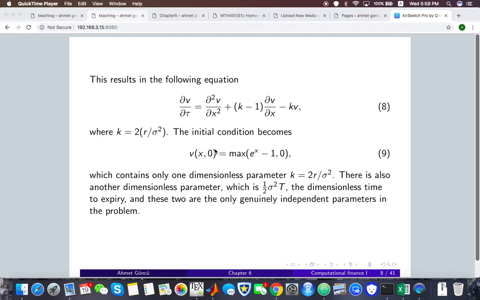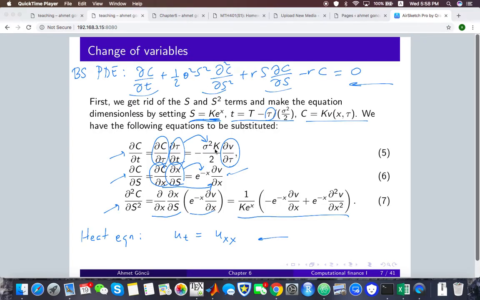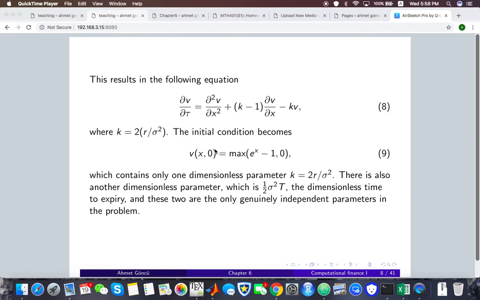So we are not going to go through every single step. I think you can work out the calculus here on your own. Basically, once we convert each of these partial derivatives, you can substitute them into the Black-Scholes PDE, and if we rearrange these, we will get our equation 8 here.